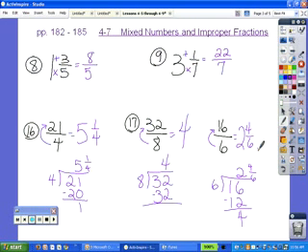But then we have to see if it can be reduced. So can anything go into both 4 and 6? Yes, 2 can go into both 4 and 6, so we have to reduce it. 2 goes into 4 2 times, 2 goes into 6 3 times. When you reduce a mixed number, don't forget to bring the whole number over before you reduce the fraction so you don't forget it.